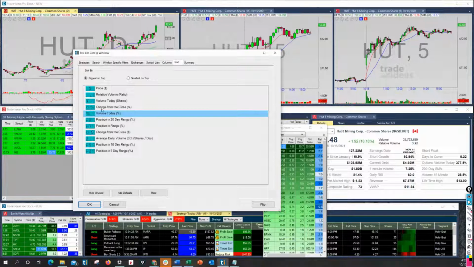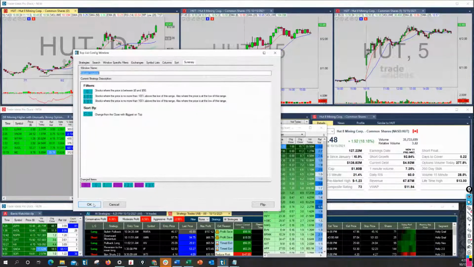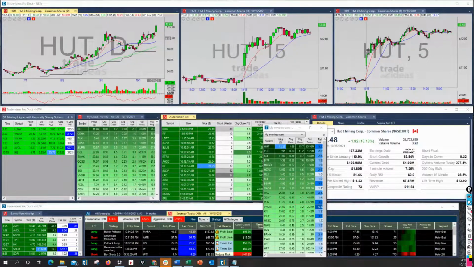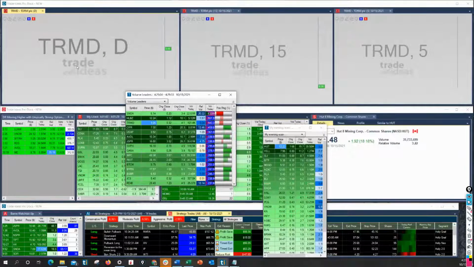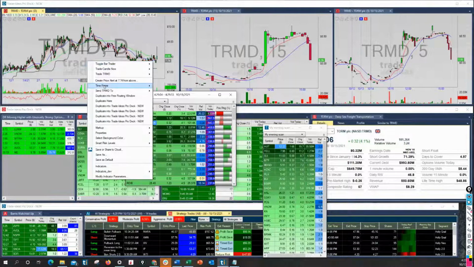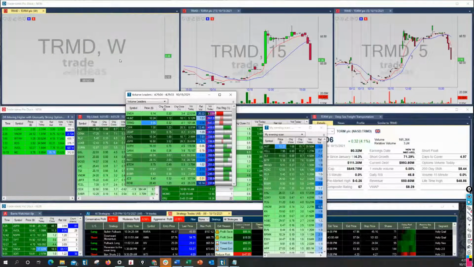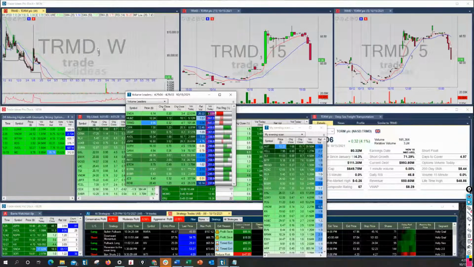I don't like to sort on that. I'd like to sort here. And let's take a look at what that's going to do. And let's bring up a weekly chart. And of course, the first stock that we pull up is a terrible example because of, I don't know what that is.